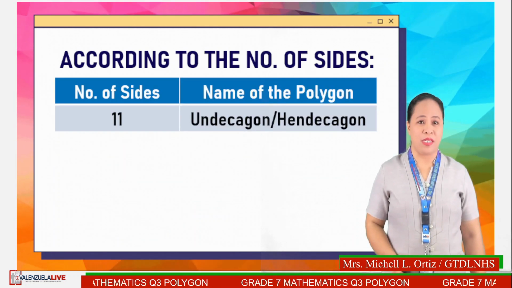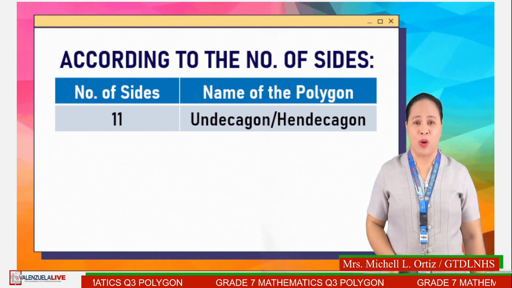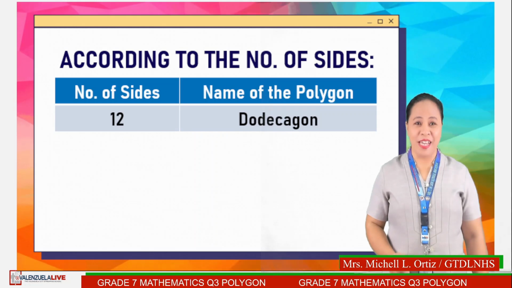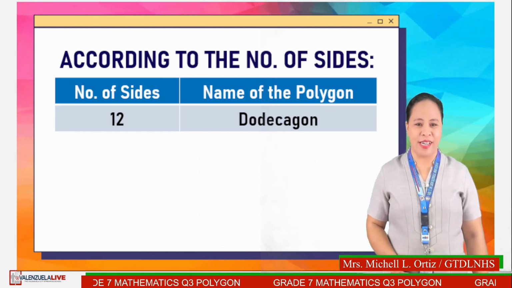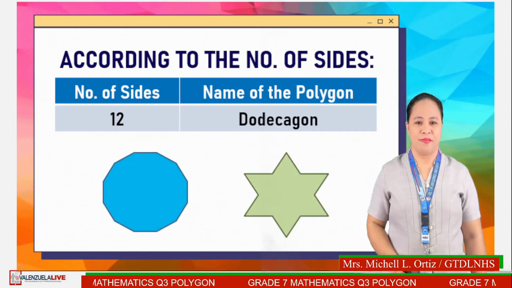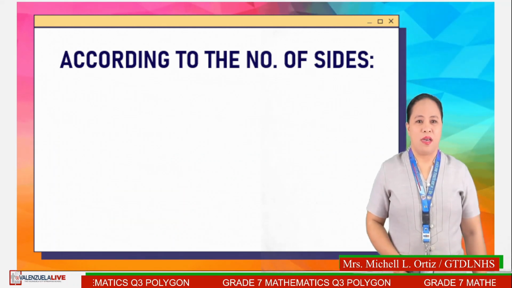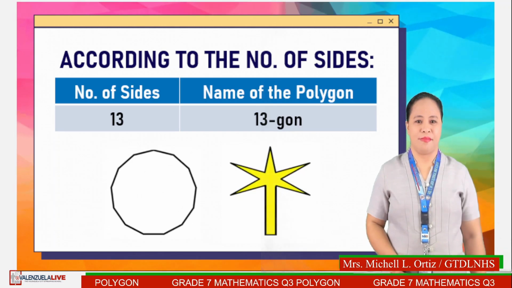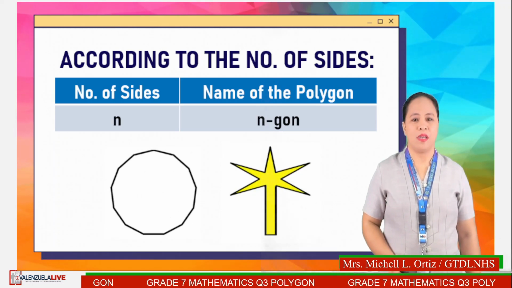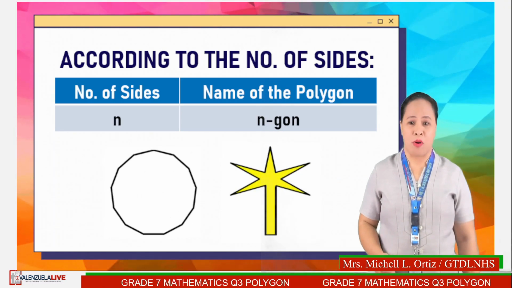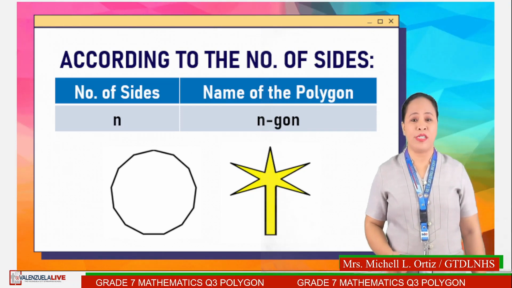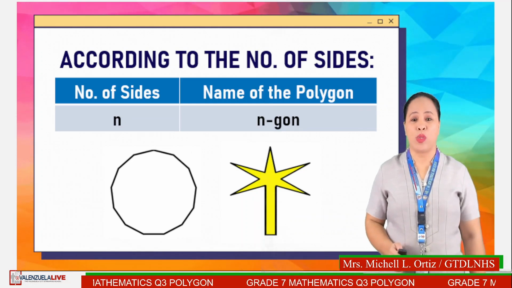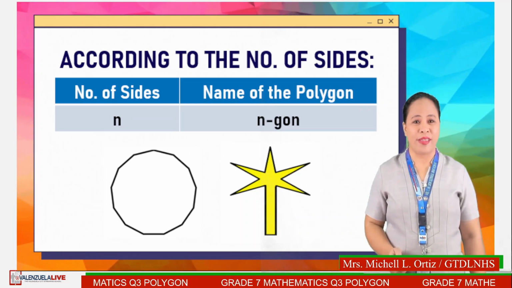A polygon with 11 sides is called a hendecagon. A polygon with 12 sides is called a dodecagon. A 13-sided polygon is called a 13-gon. For polygons with 13 or more sides, use the pattern n-gon to name the polygon. For example, a polygon with 23 sides is called a 23-gon.